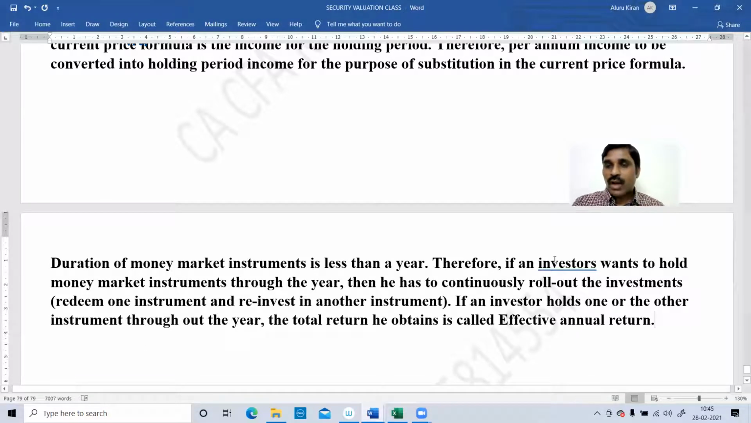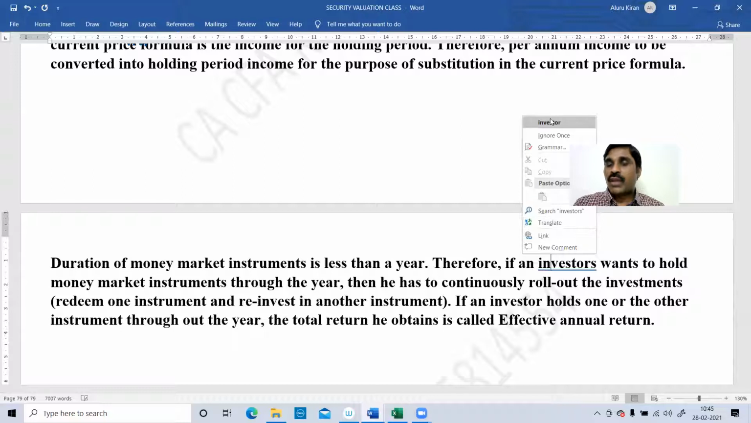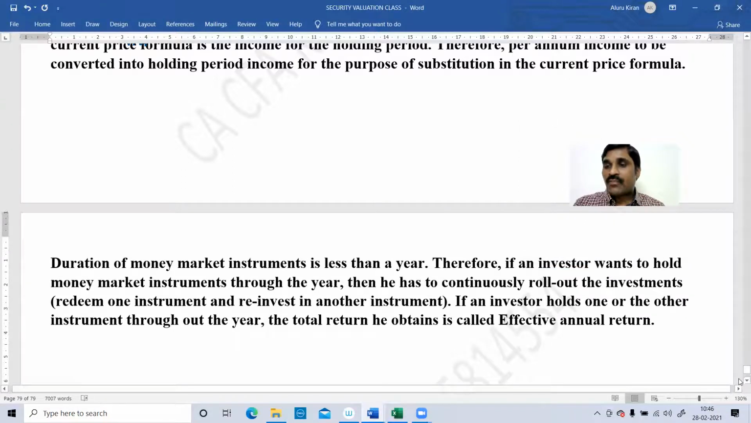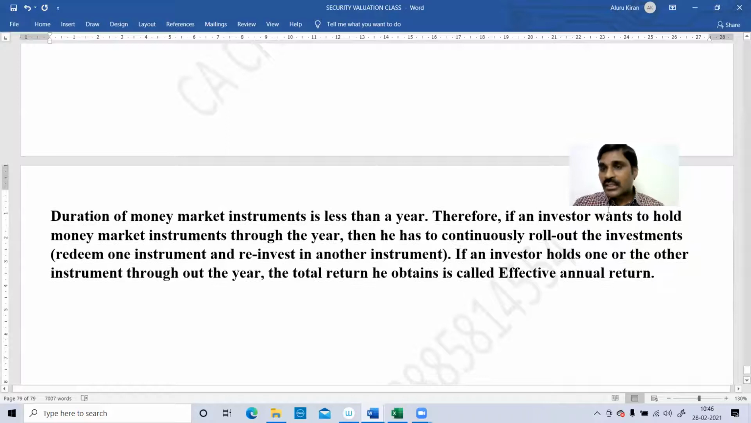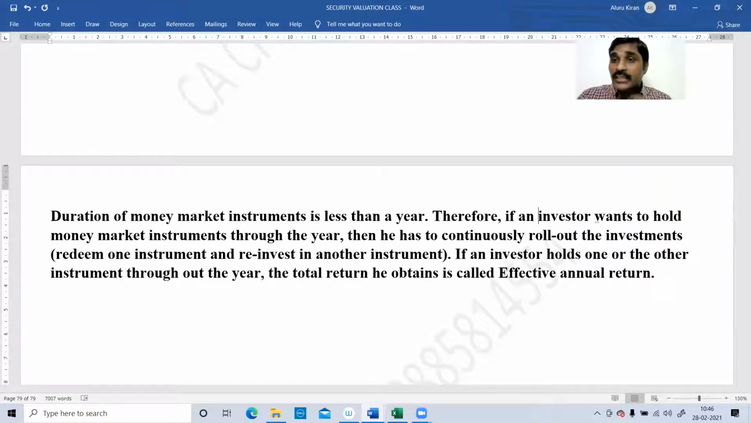So not just the formula, I have to understand what is meant by effective annual return, and under what circumstances an investor will get it. An investor will get the effective annual return if he continuously rolls over. He purchases one money market instrument, holds it for 45 days or 90 days, redeems it and again reinvests it. In this process, the aggregate income he obtained throughout the year across all the money market instruments he held is called the effective annual return.